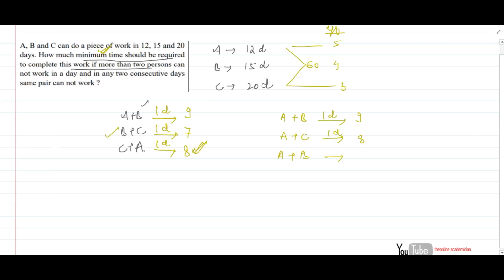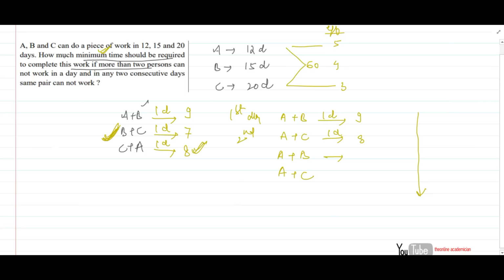Why have we not written B plus C here? Because it will increase our time. This question is a bit tricky, so we have to understand there is logic and reasoning in it. So on the third day we will work with A plus B, on the fourth day with A plus C. This way it will be finished. See, we are changing the pairs every day. This was the first day, this was the second day, so we are changing the pairs. Also, the same pair is not working on consecutive days, so we are fulfilling the conditions.